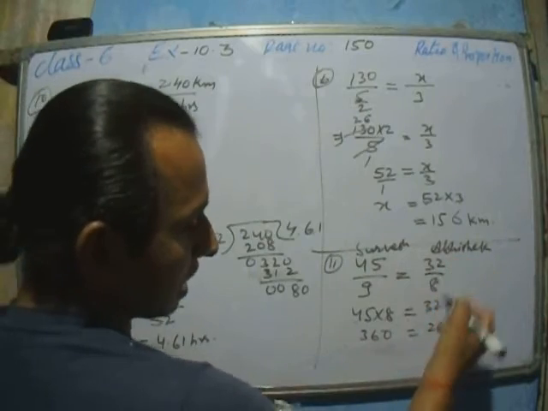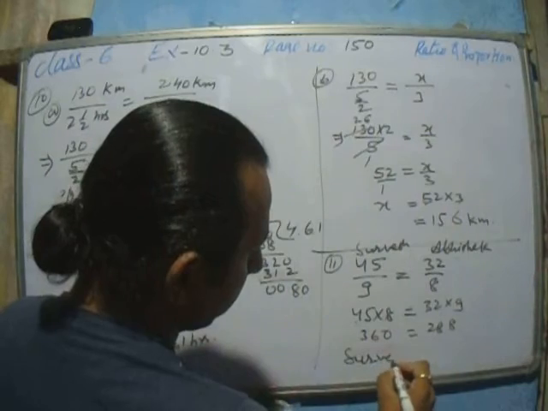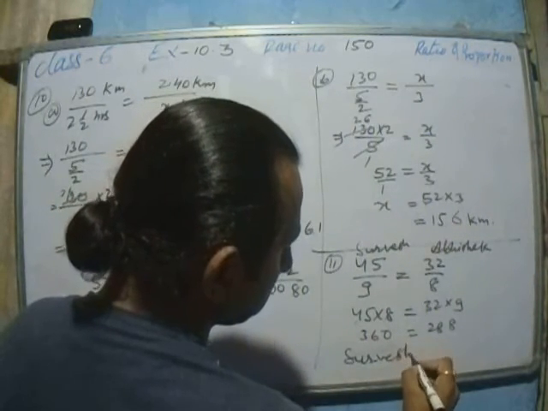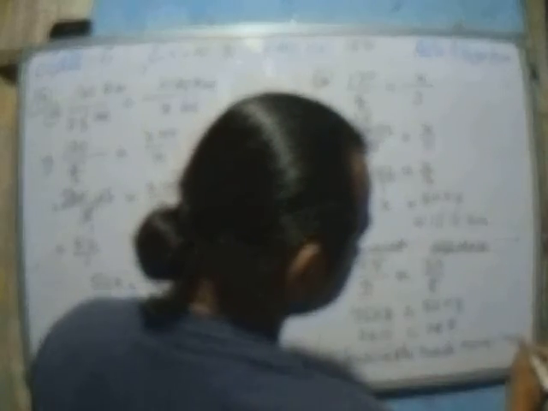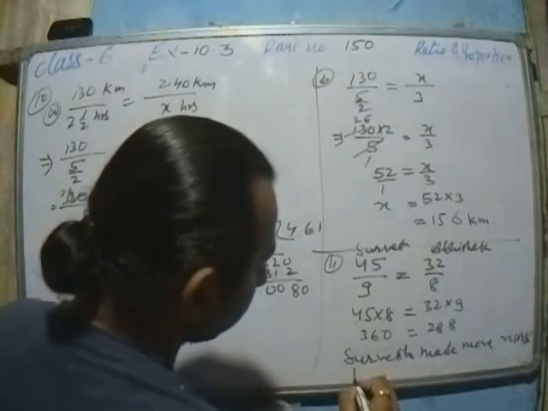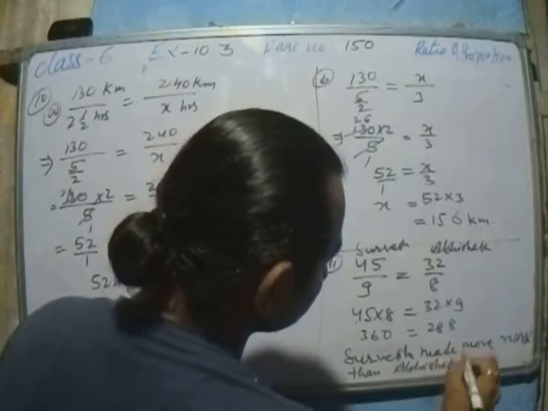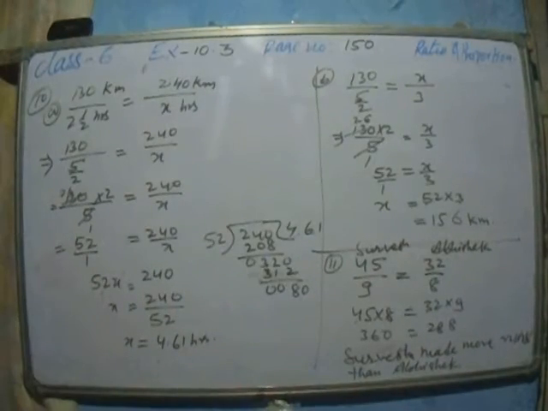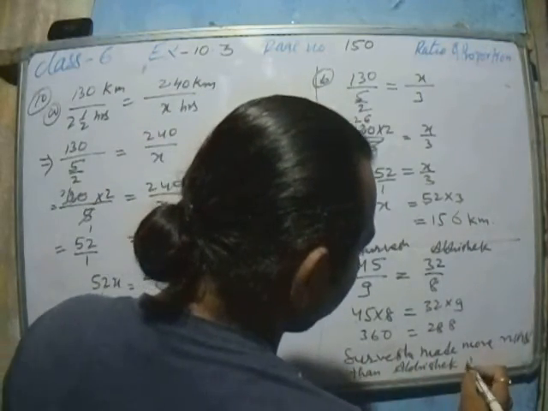So we can say Abhishek made fewer runs. So we can write Sarvesh made more runs than Abhishek.